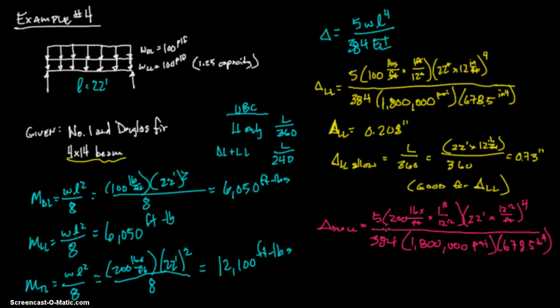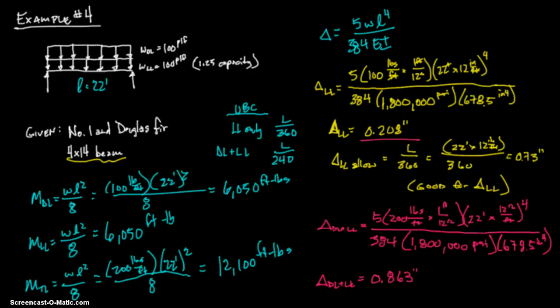Because those are all the same again, the only real difference is that it will be double the number right here. But let's go ahead and work the math just to make sure my assumption is correct. It should be double because everything is exactly the same except for your load. So we have 5 times 200 divided by 12 times parentheses 22 times 12 to the 4th divided by 384, divided by 1,800,000, divided by 678.5, and we get 0.863 inches.